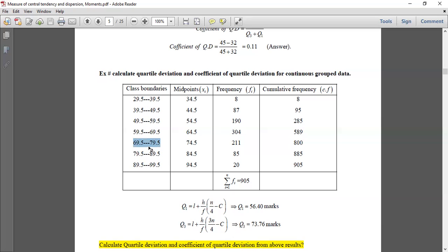Now we need to calculate the quartile. For calculating Q1, the class lies between 49.5 to 59.5. So what is the lower bound? That is 49.5. And the upper bound is 59.5. What is the difference between these two values, 59.5 and 49.5? The class width is 10, sir. Okay, so now put the values one by one. First of all, L, the lower bound, is 49.5. Fine.